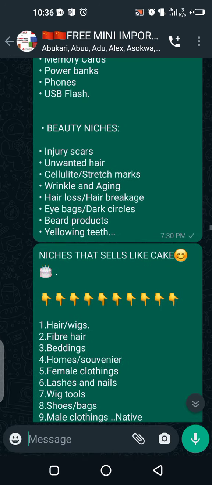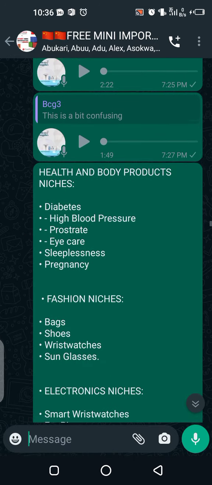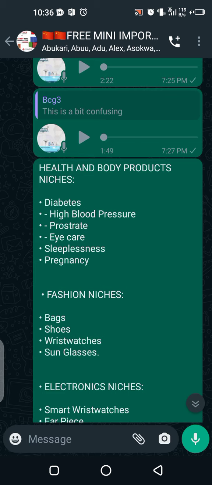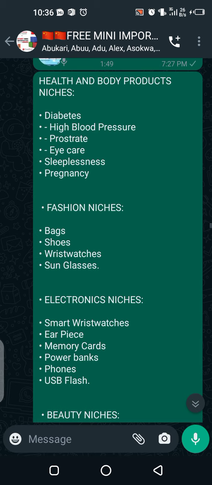Niches basically is the very product that one seeks to import. The very product that one seeks to import is what we in this business term a niche. So as you can see, a niche can be anything that you can import. It can be clothing, medical stuff, sneakers, wallpapers, chairs, phones, electronic appliances, anything that comes to mind. It can be your niche.